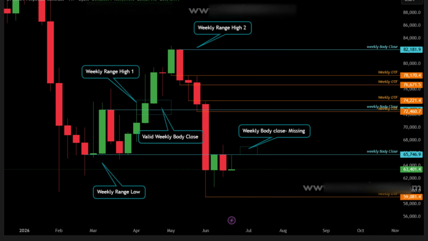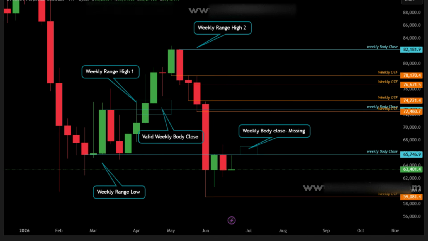So this is the candle close structure of the weekly time frame. You can see on the left side, to the downside, the weekly range low at around $65,746, and on the left side in the middle, weekly range high 1, which is around $72,500.